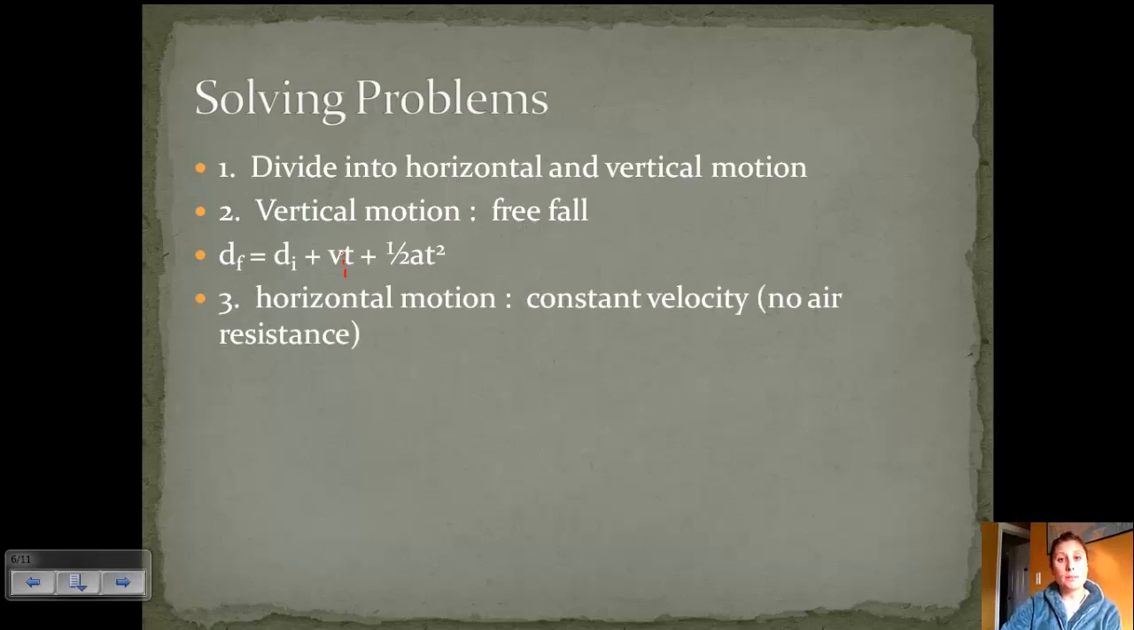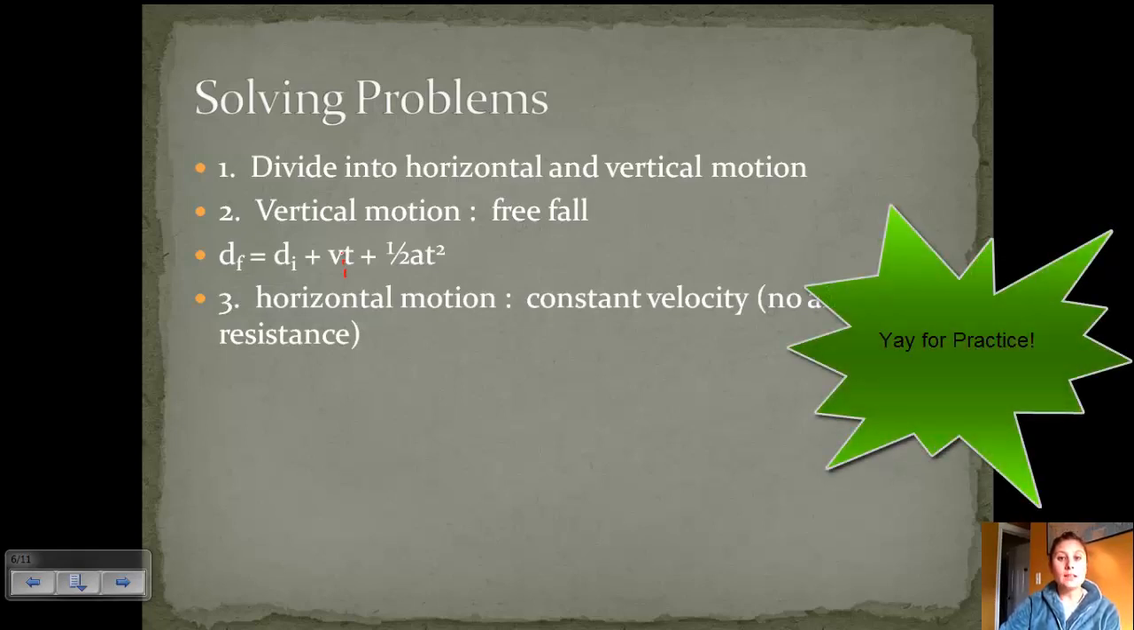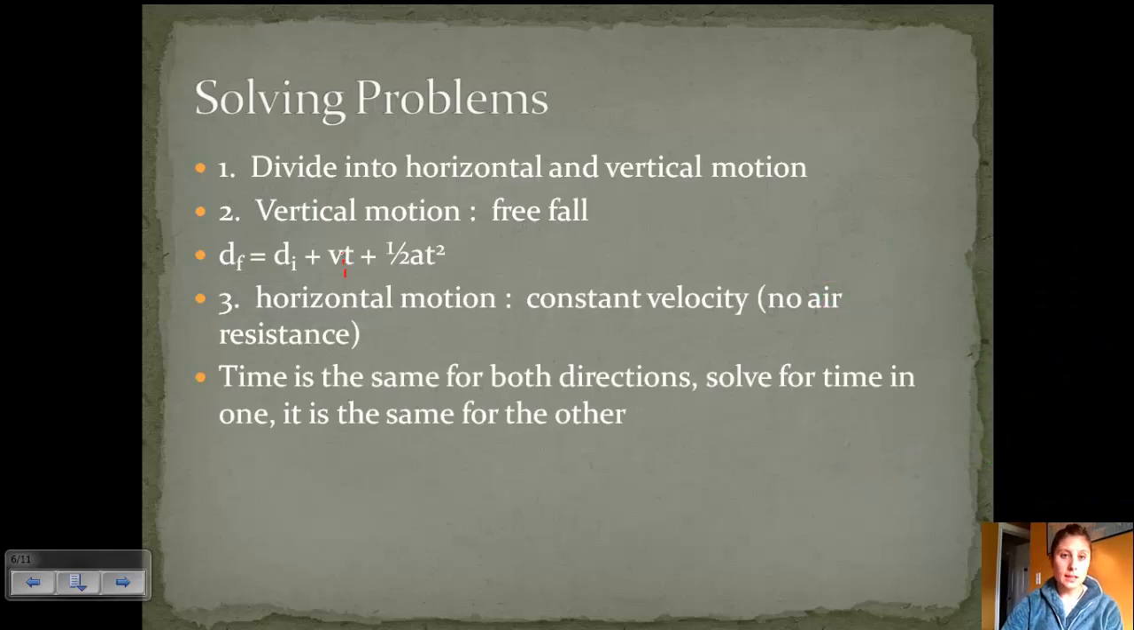For horizontal motion, because after that initial velocity we're assuming no air resistance, that means that horizontally the velocity is constant. If we find the horizontal velocity at the beginning, then that stays the same throughout the object's path of motion. And that's a really key thing to remember, that horizontal velocity is constant.